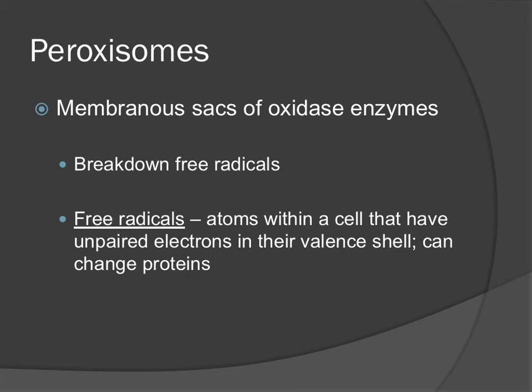Peroxisomes are membranous sacs of oxidase enzymes. They break down free radicals. And what are free radicals? These are atoms within a cell that have unpaired electrons in their valence shell, and they can change a protein. Peroxisomes are small membrane enclosed organelles that contain enzymes involved in a variety of metabolic reactions. Peroxisomes are organelles found in all of our eukaryotic cells.